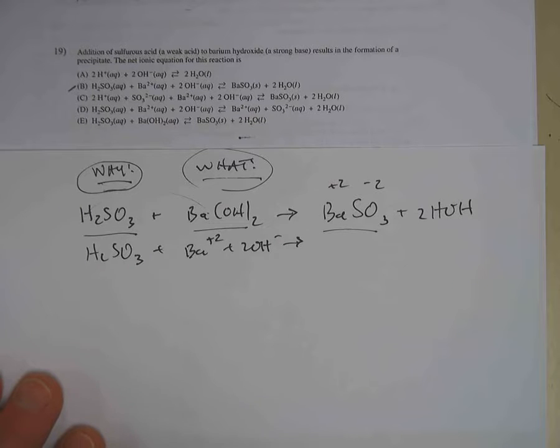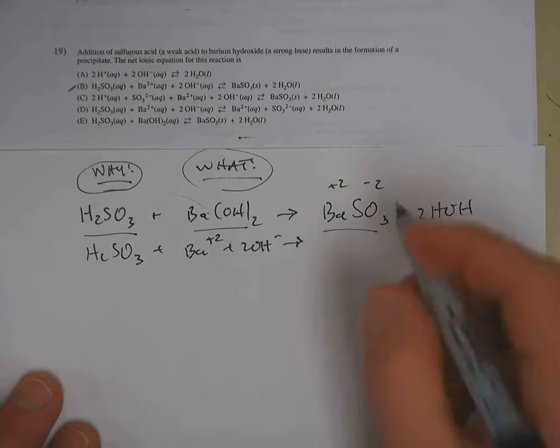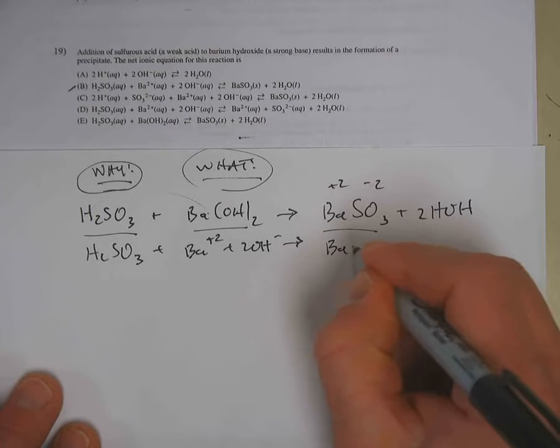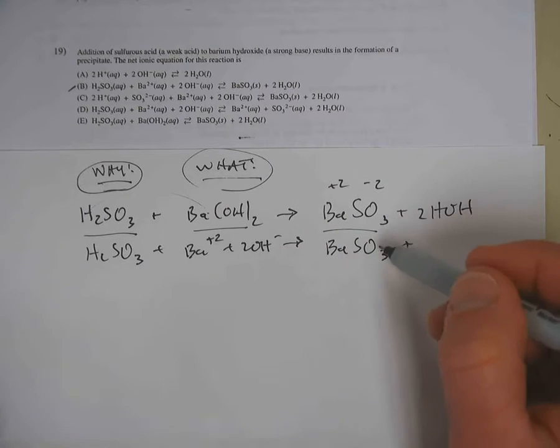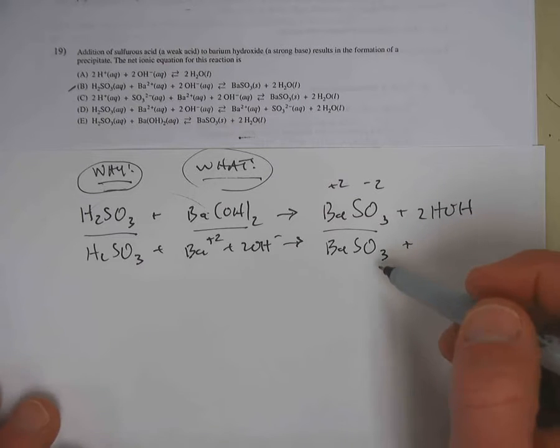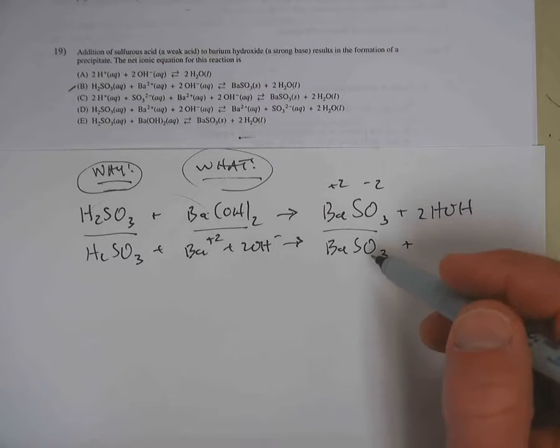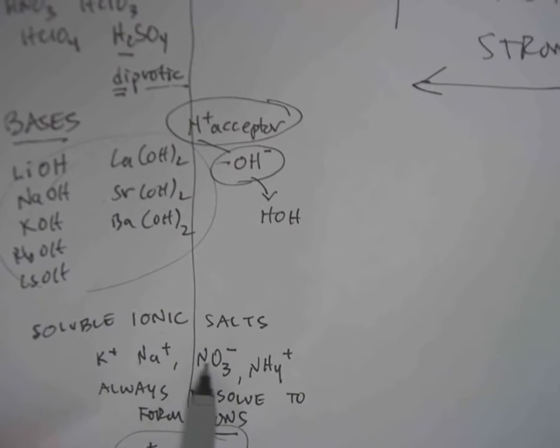Barium sulfite is going to be insoluble, BaSO3. And you didn't memorize it as anything else because it doesn't contain sodium, potassium, nitrate, or ammonium. So you must assume that it's insoluble because it's not one of those containing things.